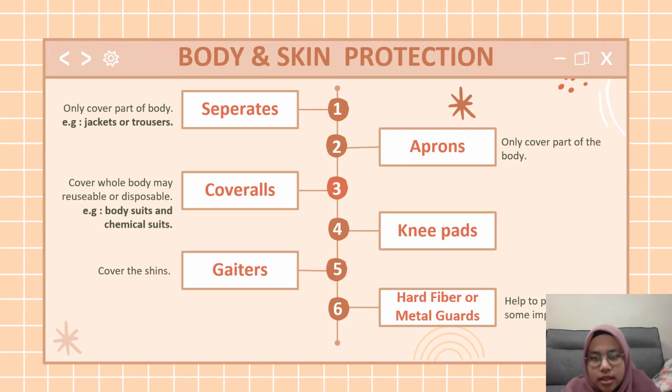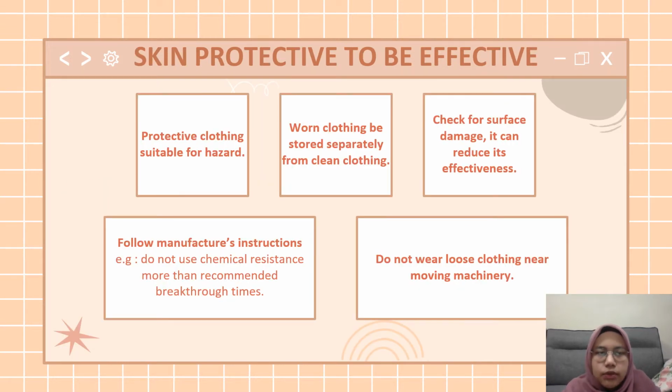Number 4 is knee pad. Number 5 is gaiter, and the last one is hard fiber or metal guard. For skin protection to be effective, we have to wear protective clothing suitable for the hazard. We have to store worn clothing separately from clean clothing. We have to follow the manufacturer's instructions, because each PPE has specific instructions and a specific hazard. And do not wear loose clothing near moving machinery.